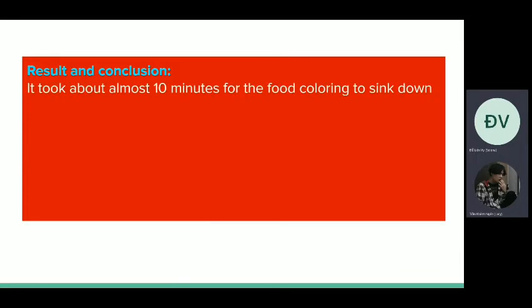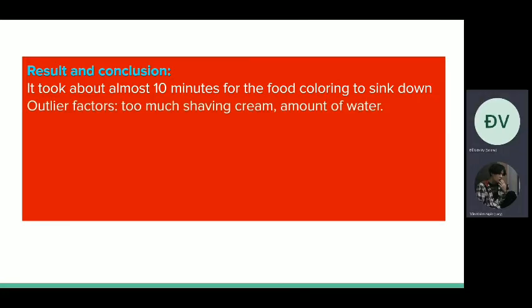So here comes the slide with the result. Our collected data shows that it took about 10 minutes for food coloring to completely sink all the way down. We also see that factors such as too much shaving cream or a different amount of water can affect the result.